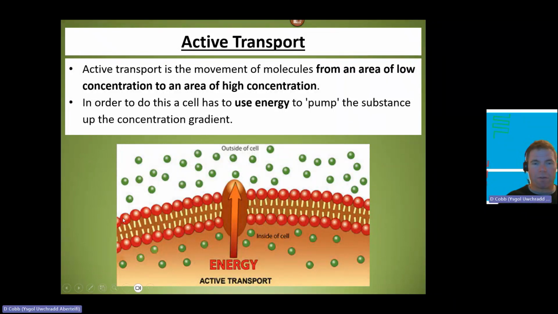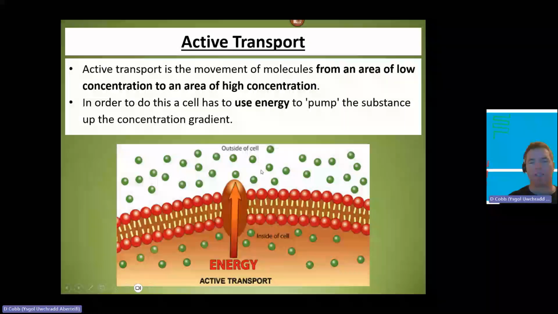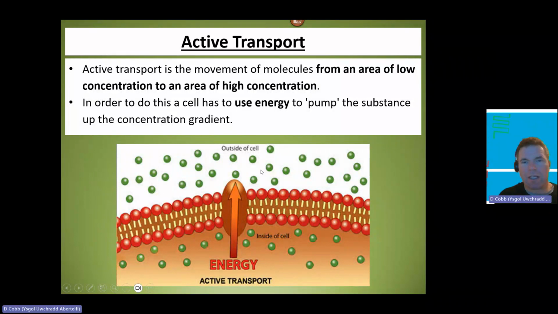This sort of layer of red and then a bit of yellow and then another layer of red is meant to denote the cell membrane. And those green molecules are not able to move across the cell membrane. If they did, they would just diffuse across, but they can't. In which case, the only way you're going to be able to get those green molecules out of the cell and into the exterior is to use energy to pump that substance, and it means going against, or up, the concentration gradient.